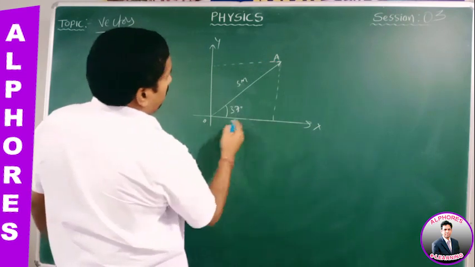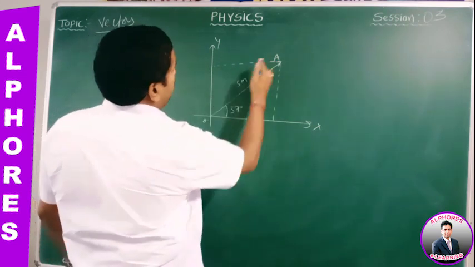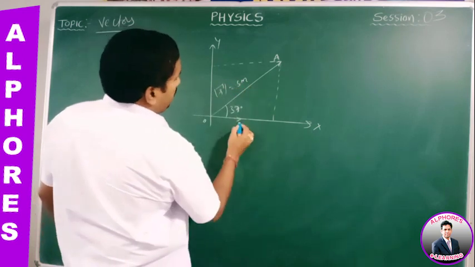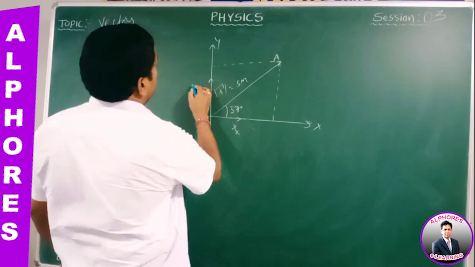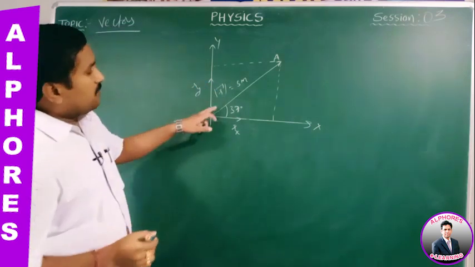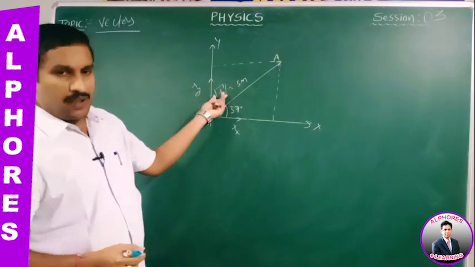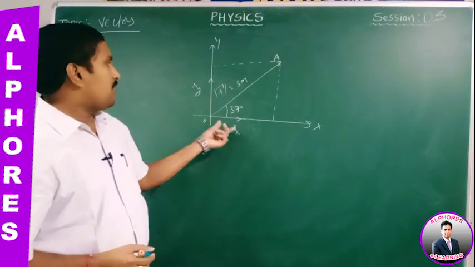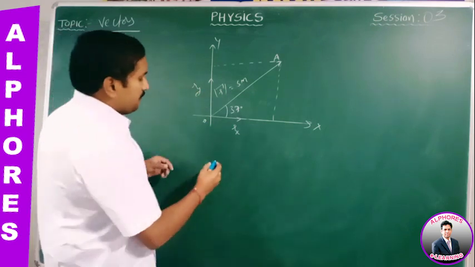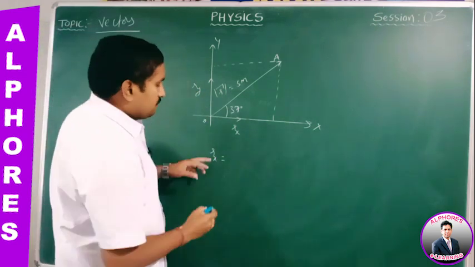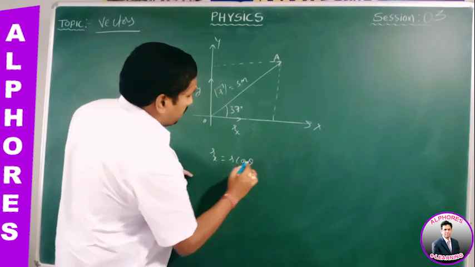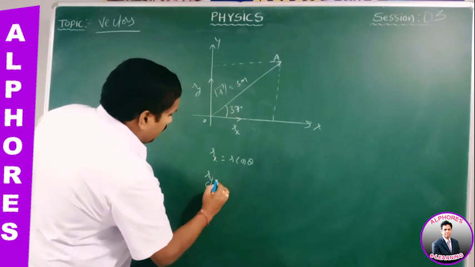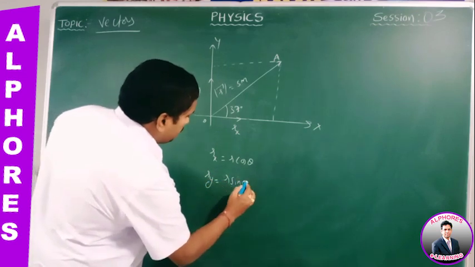It has two components. OA, let us say, is the vector r bar, with magnitude 5. Then what are the components here? Let us say Rx and Ry. Rx means x component, Ry means y component. As per the concept of resolution of vectors, Rx is equal to r cos theta, and Ry is equal to r into sin theta.